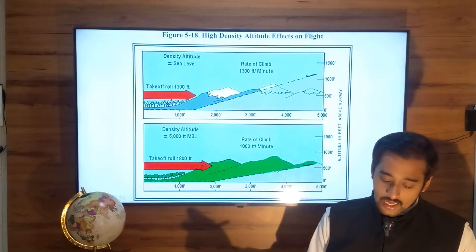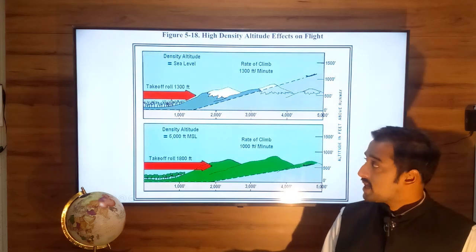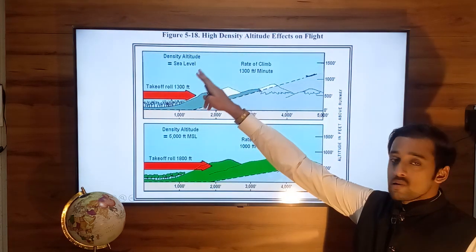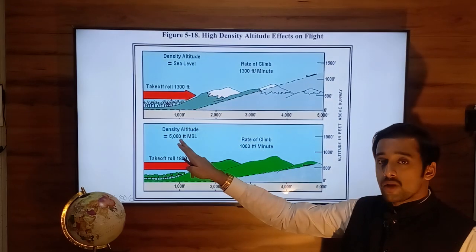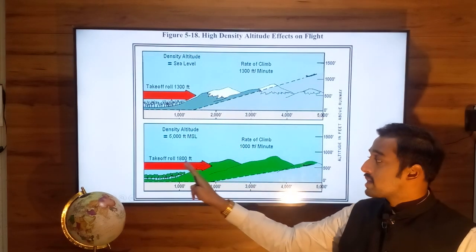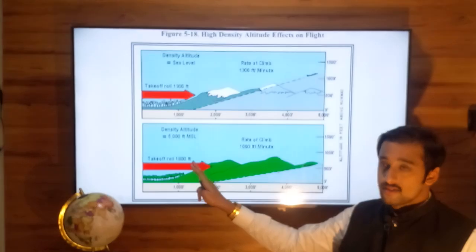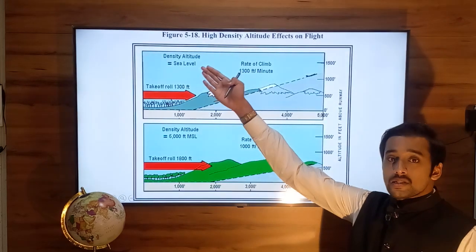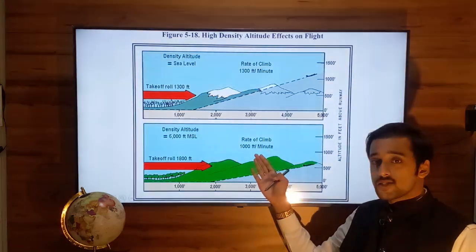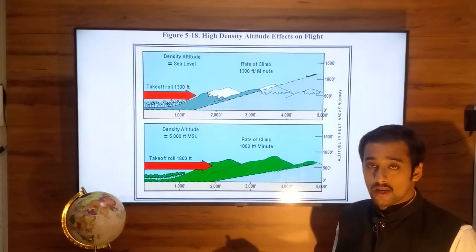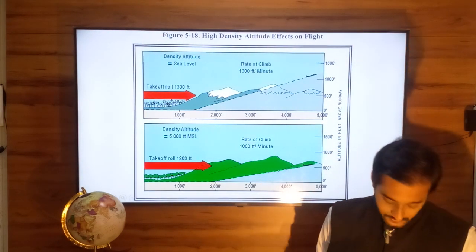Next, high density altitude effects on flight. Another example: density altitude at sea level, takeoff roll 1300. Density altitude at 5000, takeoff roll increases to 1800. Density altitude at sea level, rate of climb 1300. At 5000 feet density altitude, it is 1000 feet per minute. So it has decreased.